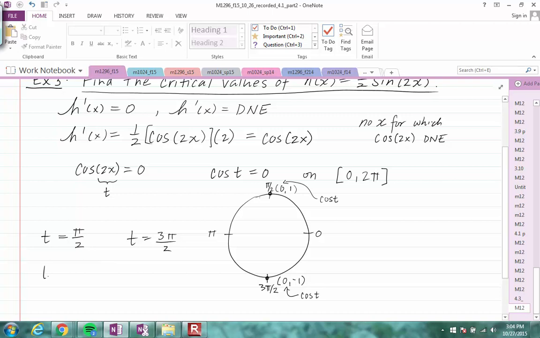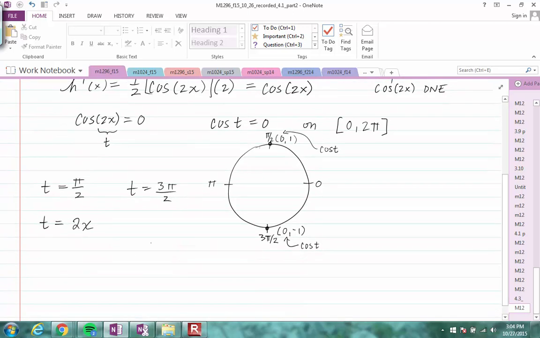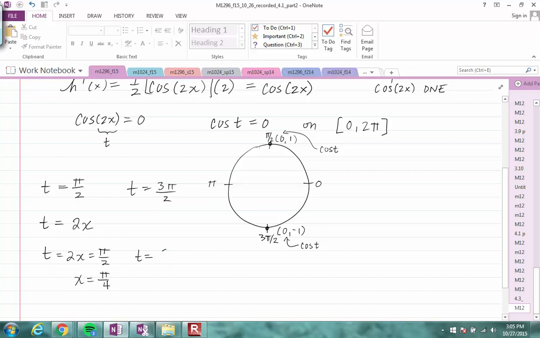So now let's go back and talk about t. t is equal to 2x actually. So to relate each of these back to x, set up a little equation, one way to do this: t is equal to pi over 2, which is 2x, so then the x here would have to be pi over 4. And then do this for the other solution we found in terms of t. Divide both sides by 2, and we're going to get 3 pi over 4.